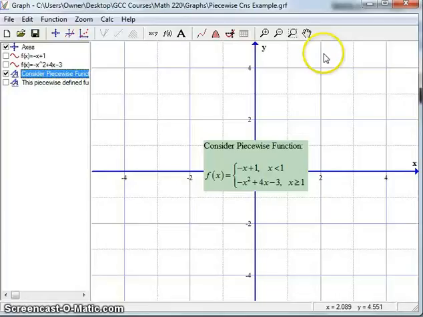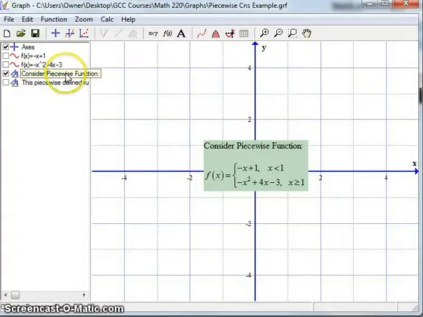So we're going to look at how to use the software graph to look at the continuity of a piecewise defined function. So I've used my text feature or label feature here to define for us a piecewise function that we want to look at.